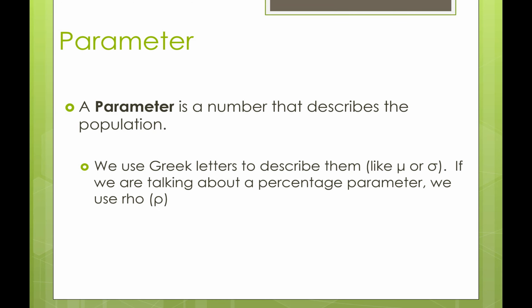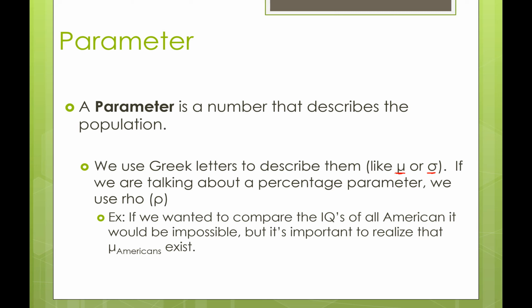Parameter, that is the measurement of the population that you're interested in, and it uses Greek letters like mu or sigma. Rho technically is used for the percentage parameter, but a lot of times we just use P because it's easier to write and it looks the same. Just an example, if I took all the IQs of all Americans and took the mean of those, that would be the population mean if my population was just Americans.